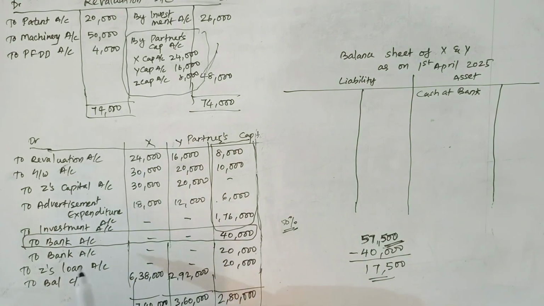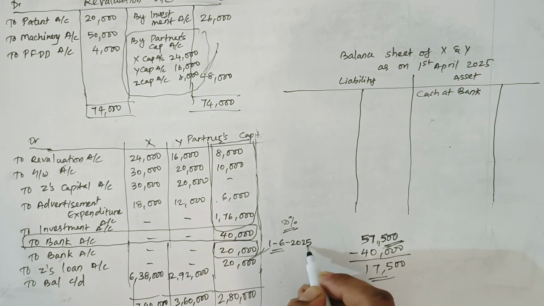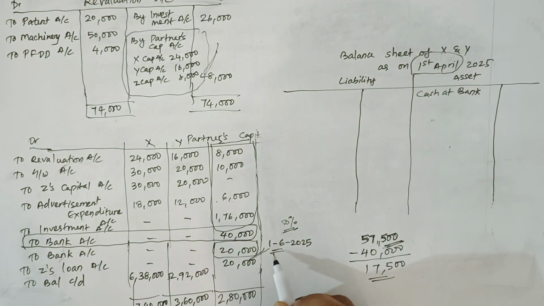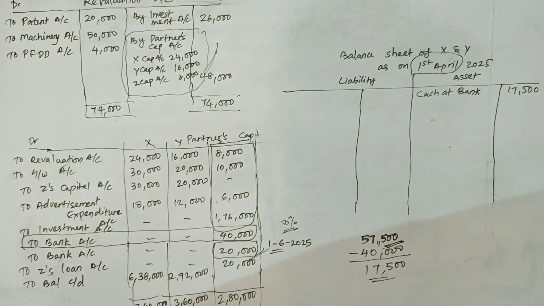The value is 17,500. This 20,000, for which they had also issued a check to Z, won't be subtracted, because the check was dated 1st June 2025, and we are preparing the balance sheet on 1st April. So that amount won't be subtracted. Only this 40,000 will be subtracted. So the remaining is 17,500. On the balance sheet, cash at bank is 17,500.